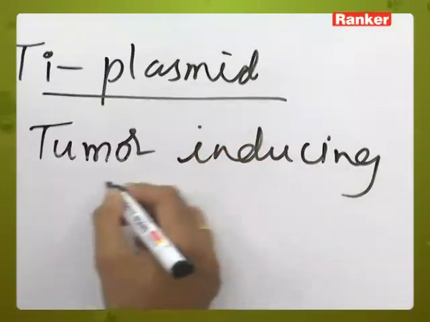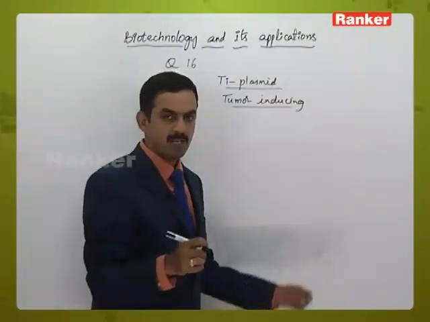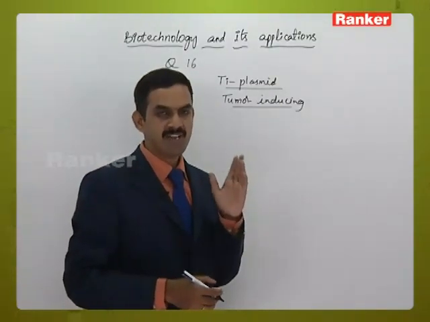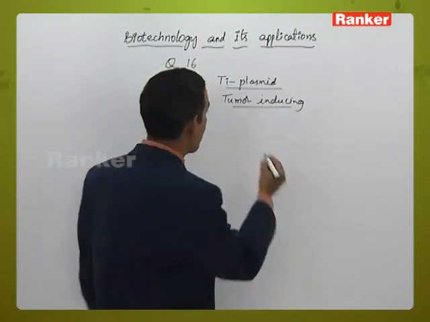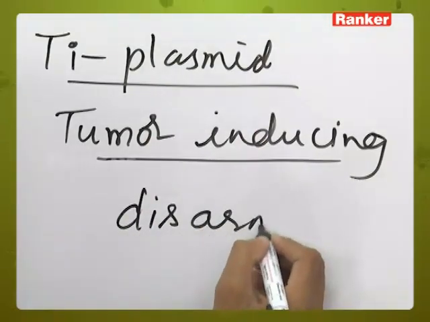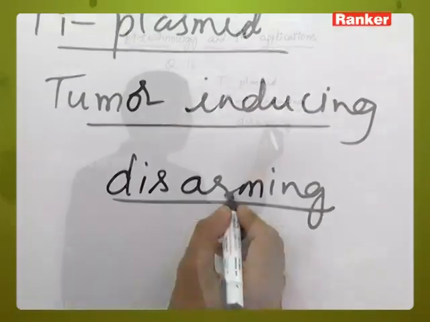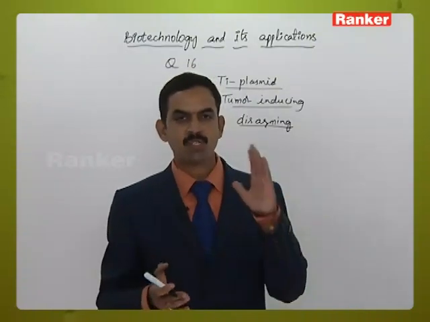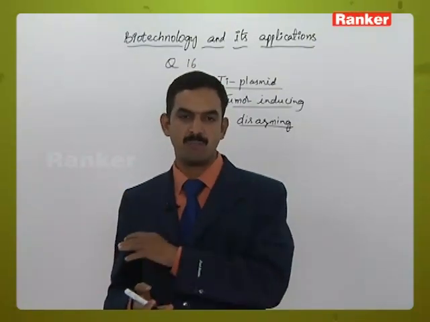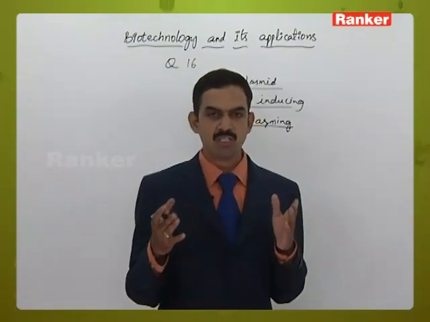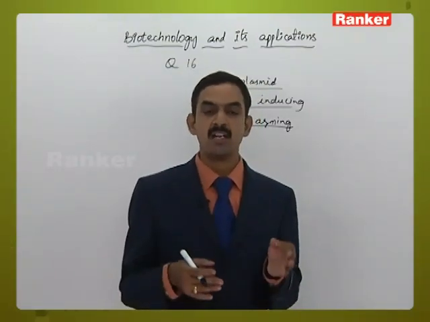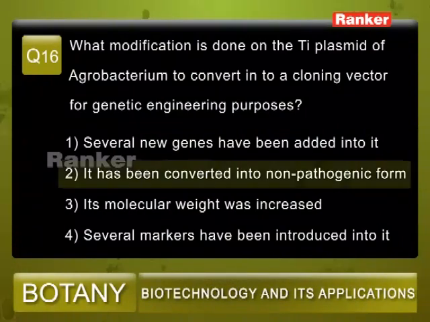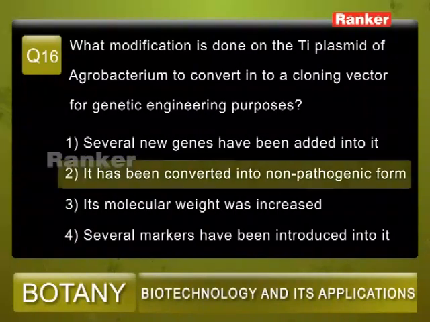It is pathogenic in nature because of the T-DNA, but here it can be used as a vector in genetic engineering by a process called the disarming process. During the disarming process, they convert this pathogenic form into a non-pathogenic form. So when we have to use this as a vector in genetic engineering, the Ti plasmid is converted into a non-pathogenic form. Question number 16, the correct answer is 2.